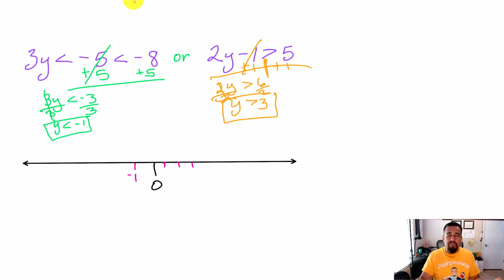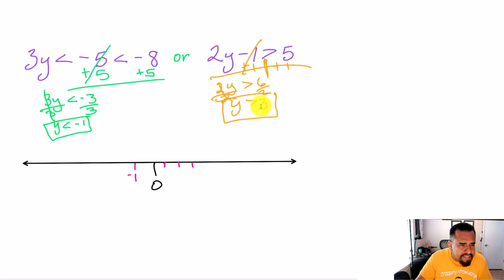Now all we have to do is graph them. Notice we didn't end up with a longer inequality like we did in the previous problem. This one is this or that. It's either this or that. Oh, focus. 8th graders are rubbing off on me.